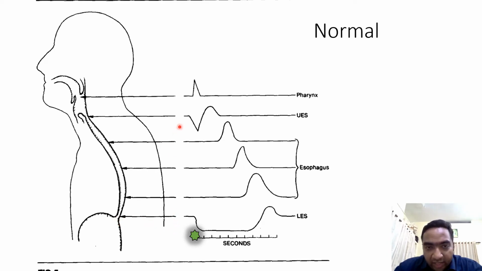What happens when the food enters the esophagus? The lower esophageal sphincter starts relaxing. The relaxation is maintained like that, and then once the peristaltic wave goes, it comes back into the resting pressure. So these are the different pressure curves which were detected in the normal esophageal manometry.